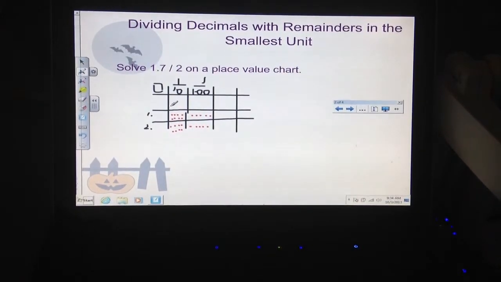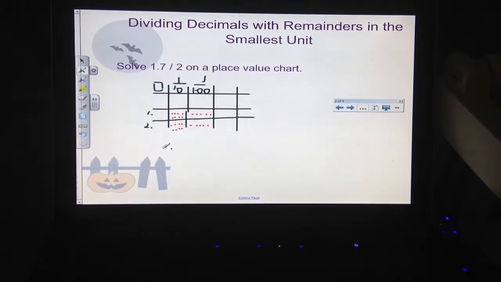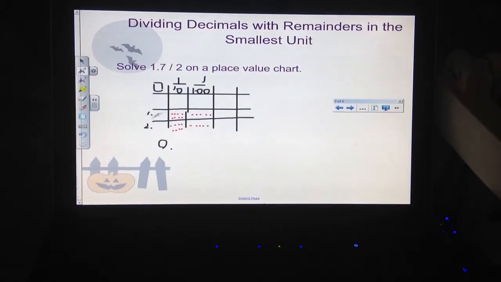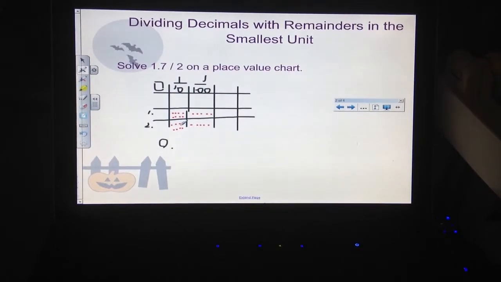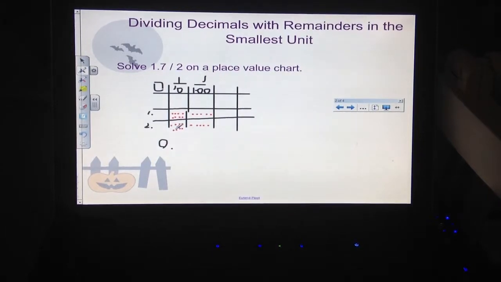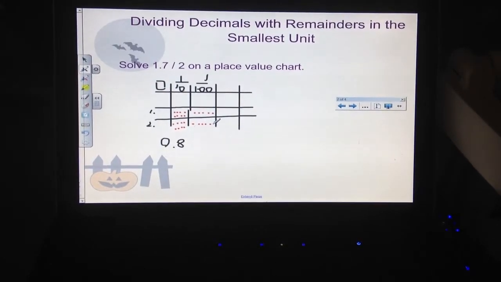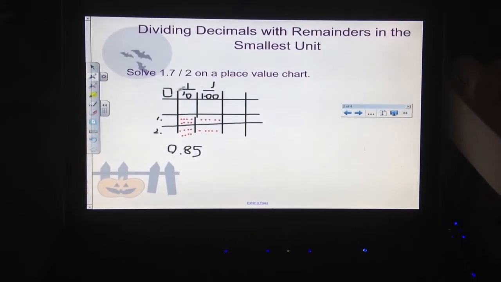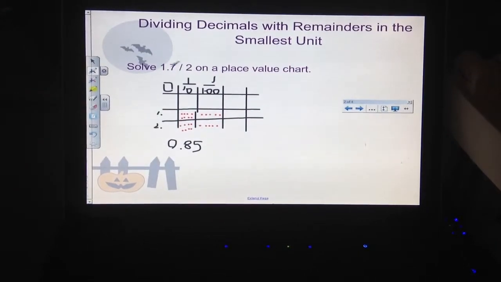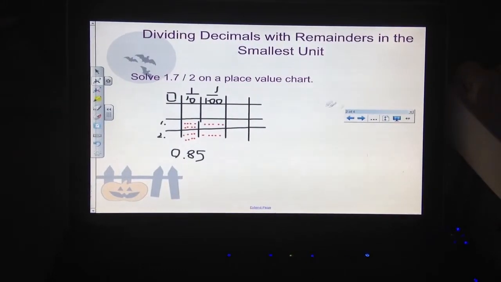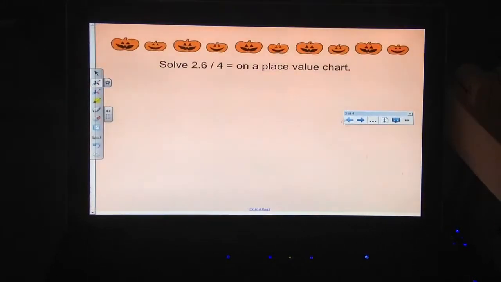So now, if I look at my problem, I have a 0 in the ones column, and I'm not counting all of these together because they're split into 2 groups. I'm just going to count the number that are in each group. So I have 1, 2, 3, 4, 5, 6, 7, 8 in the tenths spot. And then in the hundredths, I have 1, 2, 3, 4, 5 left over. So what happened when I tried to divide, because I couldn't finish the problem in the tenths place, I had to go over into the hundredths place. We'll get one more like that.